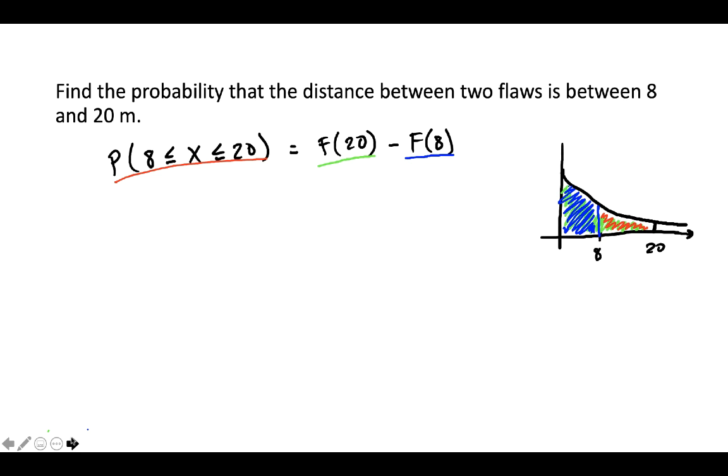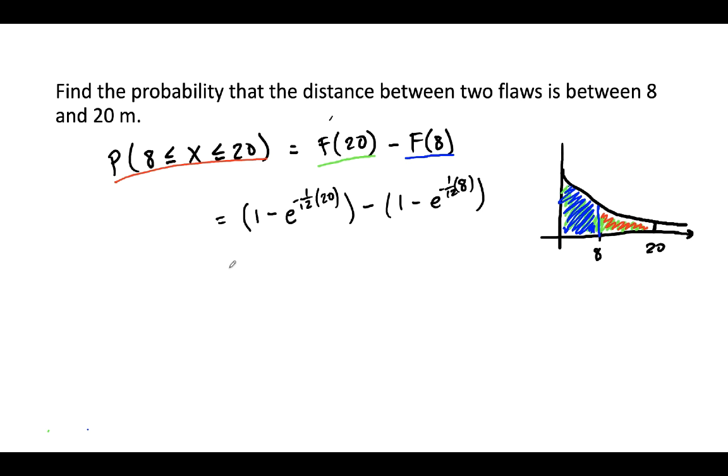Algebraically, let's work it out. I'm still following from this line, and I'm just going to plug into my equations. My equation for when it's 20 is 1 minus e to the negative lambda, this is negative 1 over 12 times 20, minus 1 minus e to the negative 1/12 times 8. Okay, so now I'll just do some algebra.